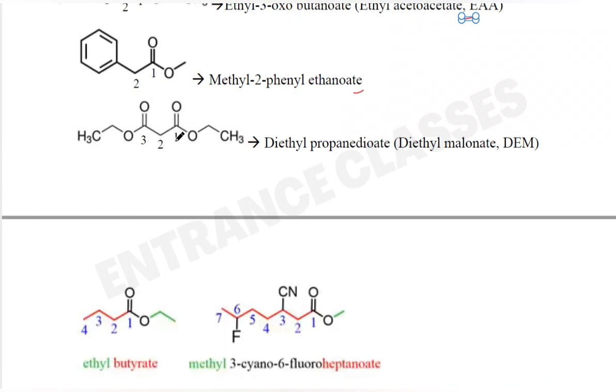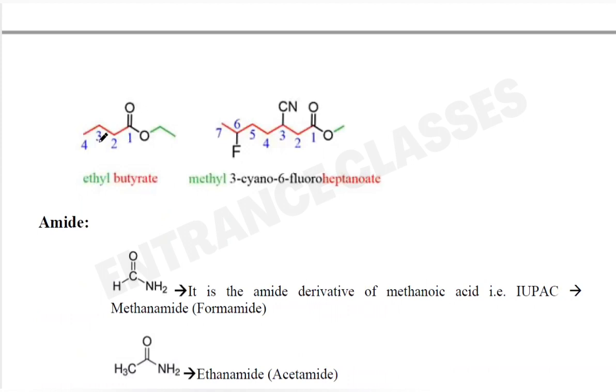Now it should be 1, 3 dicarboxyl, that is diethyl propane dioate. Propane dioic acid is the main original base acid, and the diethyl derivative of the ester is actually diethyl malonate. This is diethyl propane dioate. It will be butanoic acid, its ethyl ester, so ethyl butanoate, butyrate or butanoate. It will be 6-fluoro derivative, but here 3-cyano 6-fluoro, methyl 3-cyano 6-fluoro heptanoate, because total 7 carbon is the longest chain.